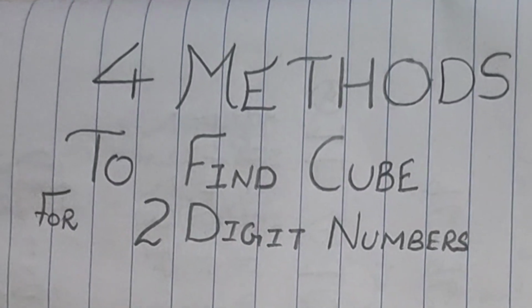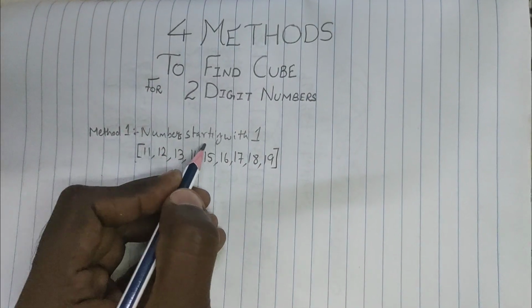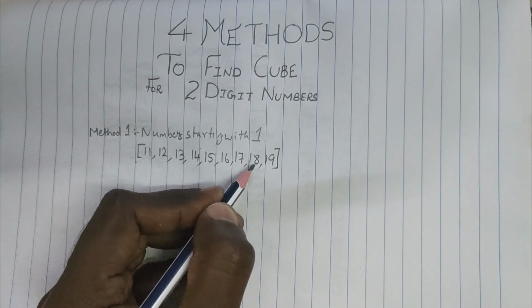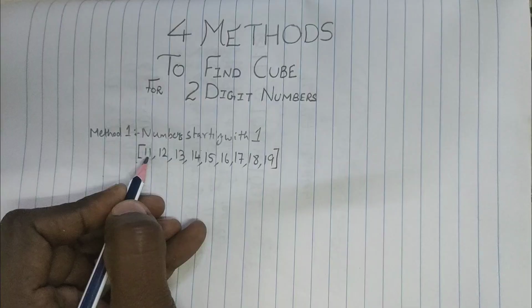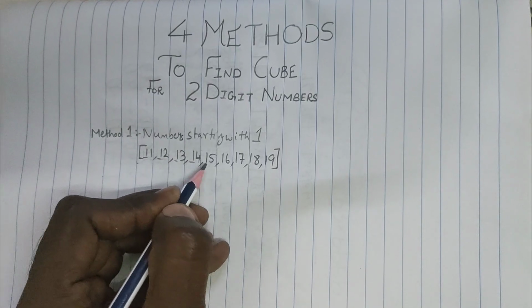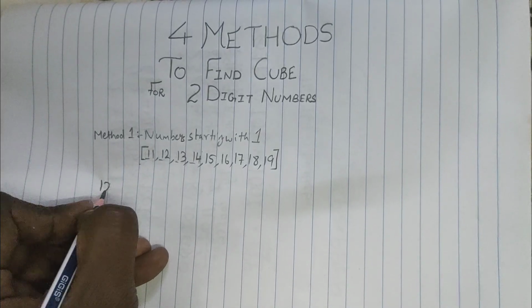Four methods to find the cube of two-digit numbers. Method 1: numbers starting with 1, like 11, 12, 13, 14, 15, 16, 17, 18 and 19. Here the first digit is 1. So we will take one example, like 12 cube.